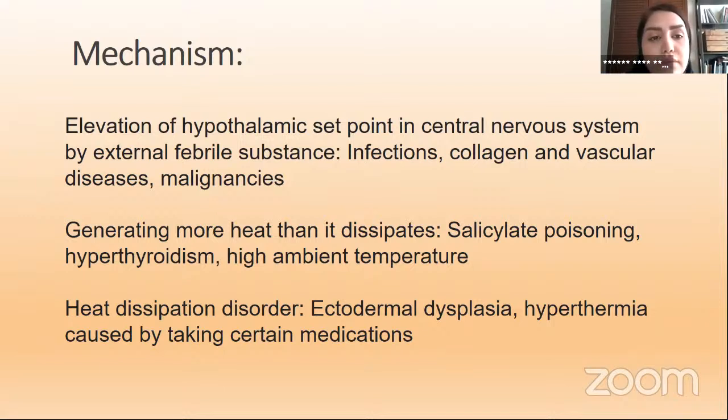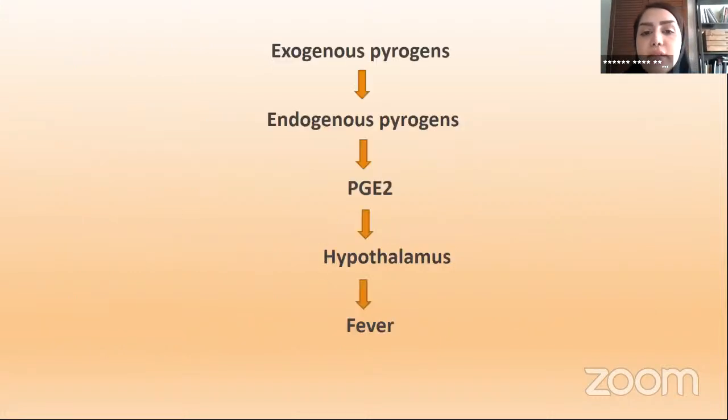Another cause of fever is heat dissipation disorder, like in patients with ectodermal dysplasia, or hyperthermia caused by taking certain medications. As you can see here, exogenous pyrogens can cause the body to produce endogenous pyrogens, and after that, the production of prostaglandin E2 in the hypothalamus, and after that, we have fever.